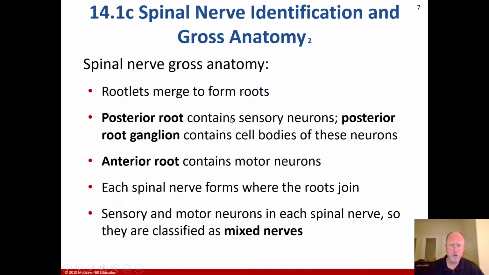The posterior root contains sensory neurons, and the posterior root ganglion contains the cell bodies of these neurons. And that's important. The anterior root contains the motor neurons. Each spinal nerve then forms where the roots join, and since it contains both sensory and motor neurons, spinal nerves are classified as mixed nerves.